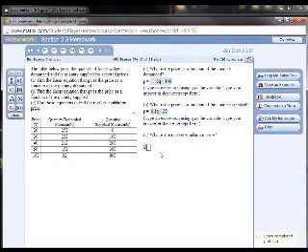Okay, so we go back to our MyMathLab and we get that final payoff, input that price, $41, and we get a fantastic correct.